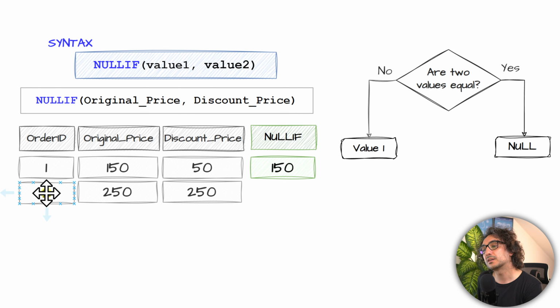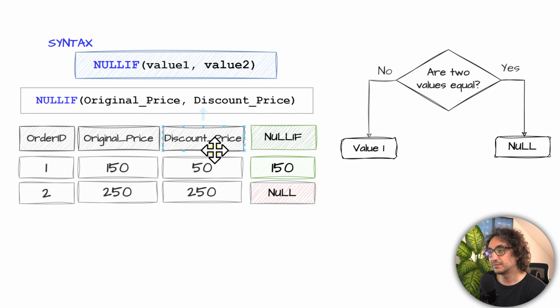So let's move to the second order. Here we have the original price 250 and as well the discount price is 250. So they are equal, and if they are equal, then we will get a null in the output. So as you can see again here, we are not getting any values from the discount, we are using it only for a check. So with that we have a quick flag, like using the nulls as a flag in order to identify where we have equal values. So this is how the nullif works.